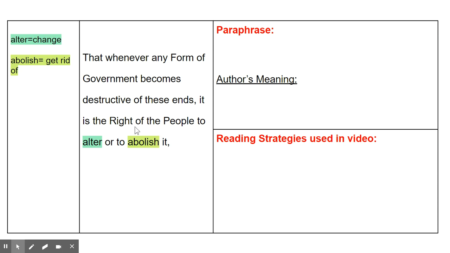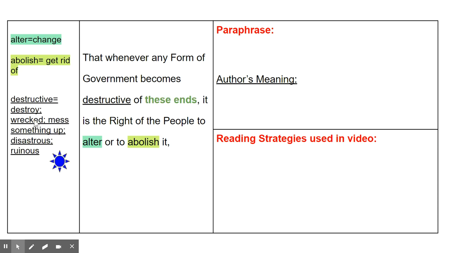Okay, that's very helpful. Now I'm going to use some prior knowledge. I see the word destructive, and I know that comes from the word destroy, so I noted some synonyms that try to describe destructive, so I can use them if the opportunity comes up.